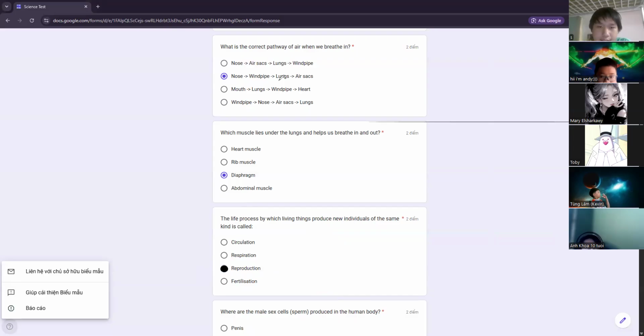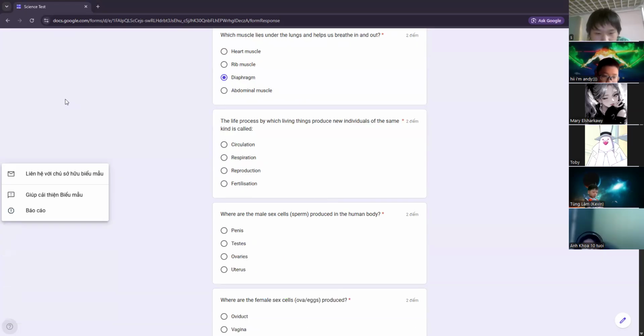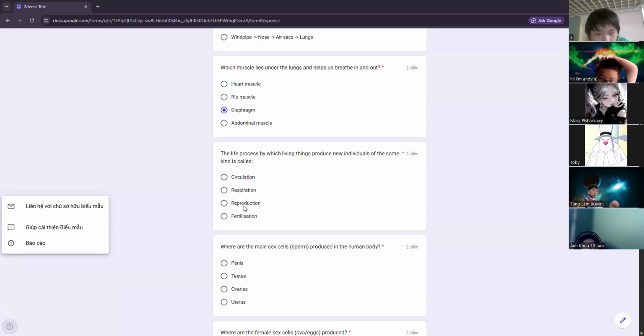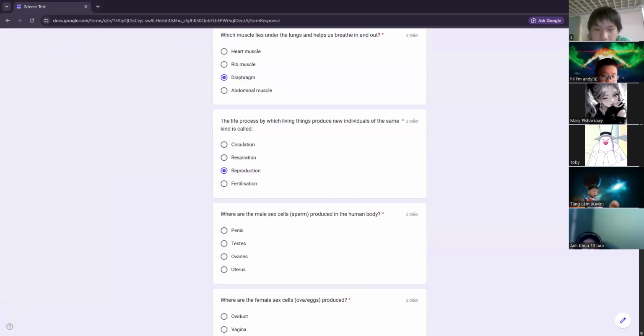Fertilization is basically something you use to speed up plant growth, not to make new individuals. It's mostly for plants and not for animals. Respiration is the process of living basically to exchange gases to get energy. Not like nutrition, but more to exchange gases to do basic functions. And circulation is, we already know, something to move blood in or out. So yeah. Now, where are the male sex cells produced in the human body?